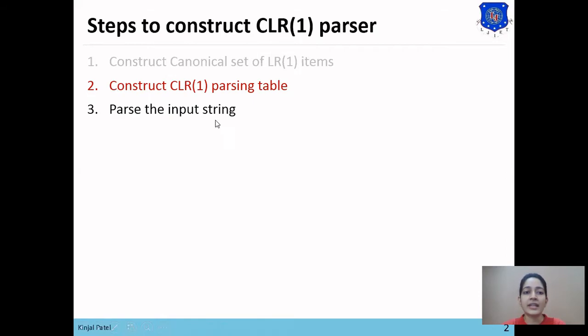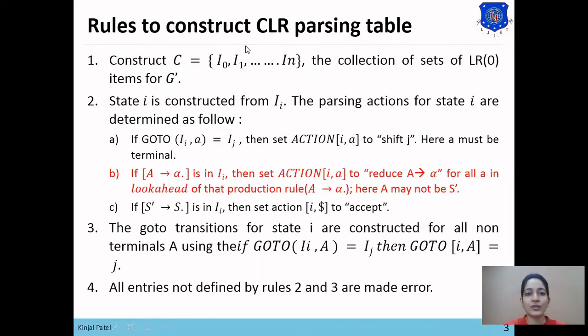As the steps of parsing the input strings are the same in all LR parsing algorithms, and we have already performed this step in the LR0 parsing technique, we won't repeat it. So in this lecture, we'll learn how to construct the CLR1 parsing table. These are the rules to construct the CLR parsing table. We need to make two kinds of entries in the parsing table, one for shift and one for reduce.